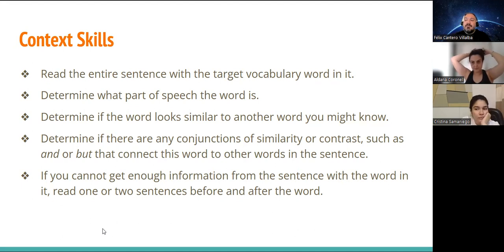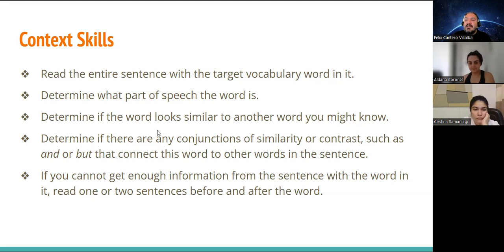Then determine if the words look similar. That means analyzing, like maybe it has a prefix. Does it start with intra, or does it end with, I don't know, if? So then you know that intra means inside something. Then if it finishes with if, it's probably an adjective, like protective, communicative, directive, and so on.